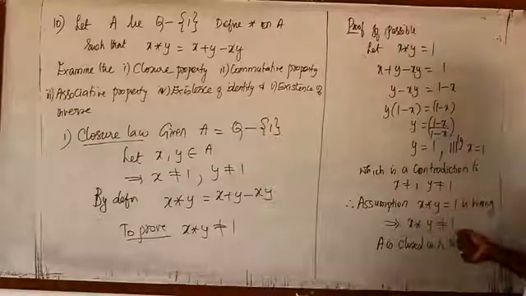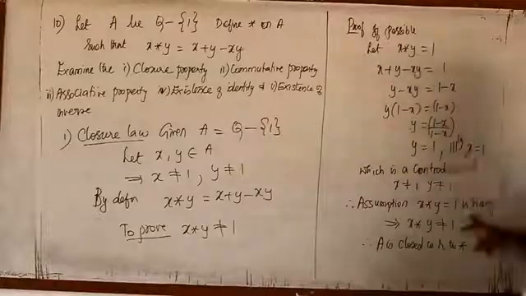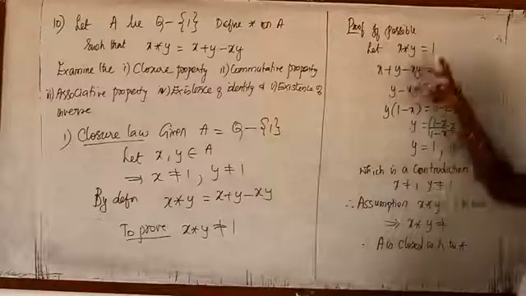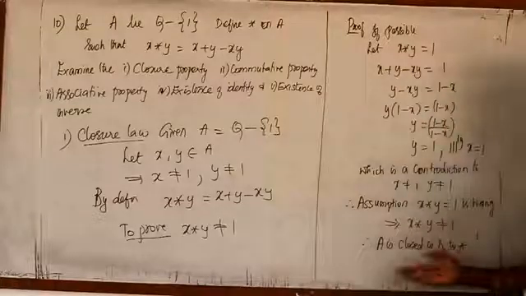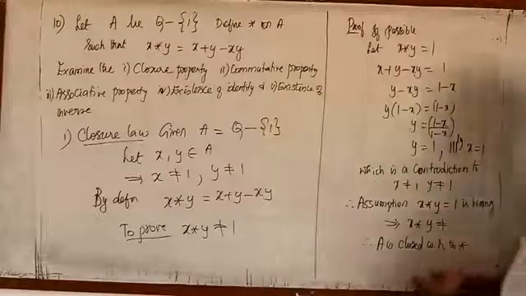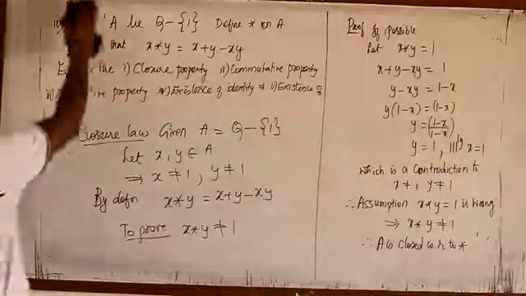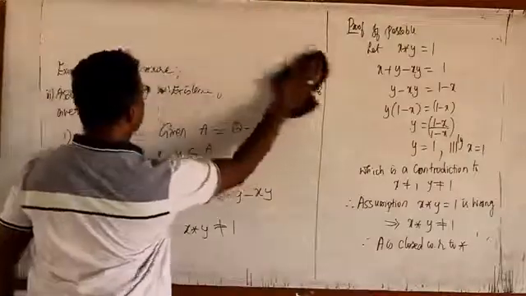What is the assumption we made? x star y equal to 1 is the assumption we made. That one is wrong. That means what will be correct? x star y is not equal to 1 is correct. Therefore, we proved x star y is not equal to 1. Therefore, A is closed with respect to star. Now we shall go for the commutative property.